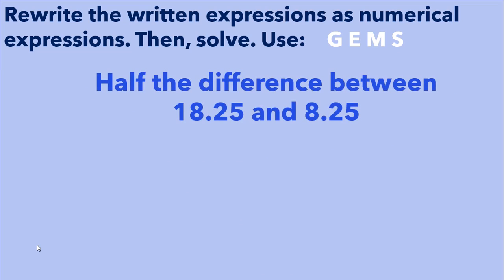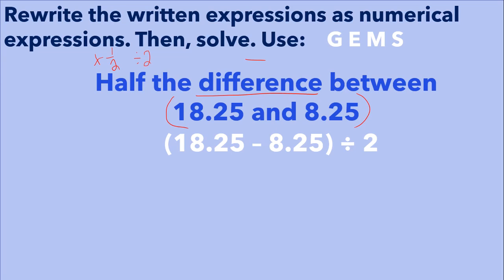Now let's try half the difference between 18 and 25 hundredths and 8 and 25 hundredths. Remember, half can be represented as multiplying by 1/2 or dividing by 2. Either one is fine. The difference is the answer to a subtraction problem, and we can see we're subtracting 18 and 25 hundredths minus 8 and 25 hundredths. So we'll find that answer first and then find half of that answer.